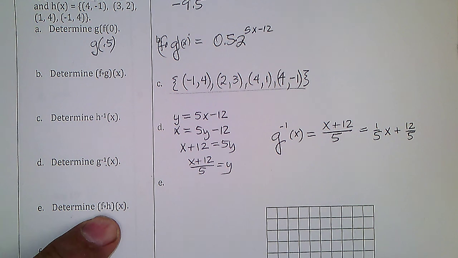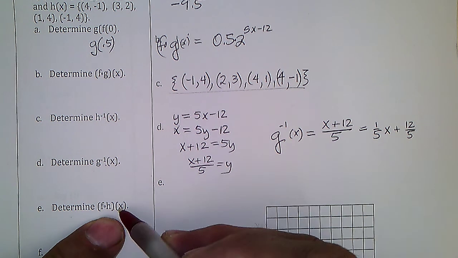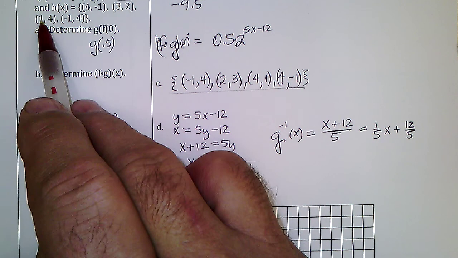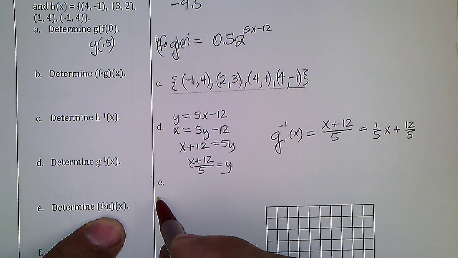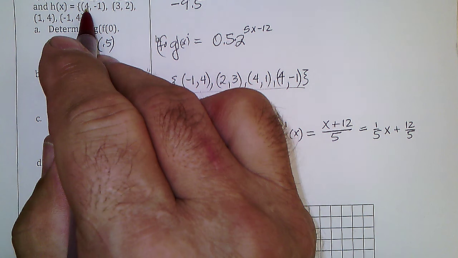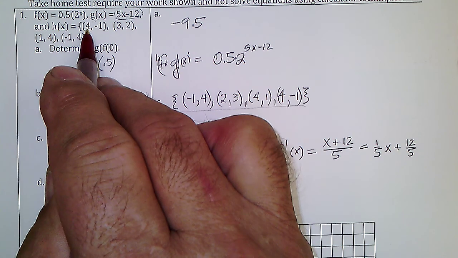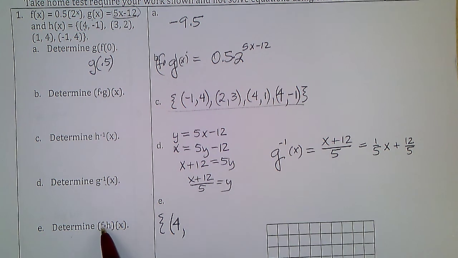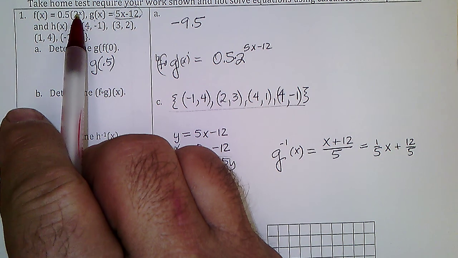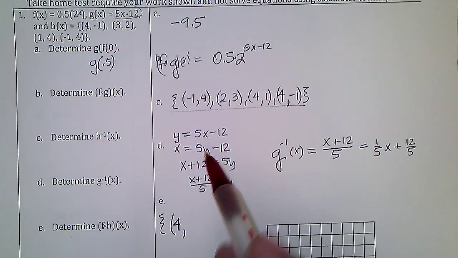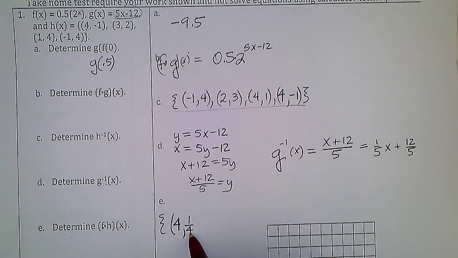Now it says determine f of h of x. So we've got to put stuff into h, and the only things we know how to put into h are 4, 3, 1, and -1. So that'll be our domain, and so we're going to make a list of what happens here. If I put in 4, 4 becomes -1. But -1 is what we put into f. So if I have -1 in here, 2 to the -1 is a half, times a half is 1/4, or 0.25.